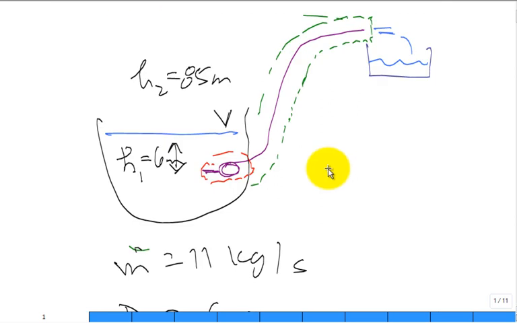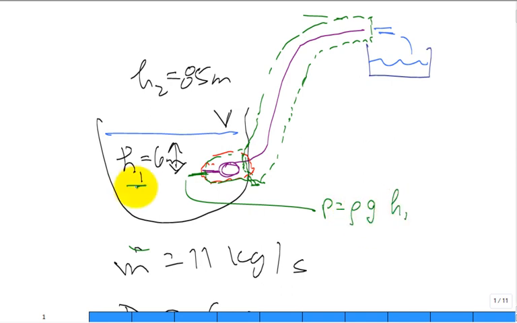And so, some people really want to either do the outlet of the pump, cut right there, and then continue the control volume. But I don't know the pressure there. I know the elevation, but I definitely don't know the pressure there. How about cut right here? But I don't know the pressure there either. Is the pressure at the inlet to the pump equal to rho g H1, where H1 is 6 meters? No, it's not.